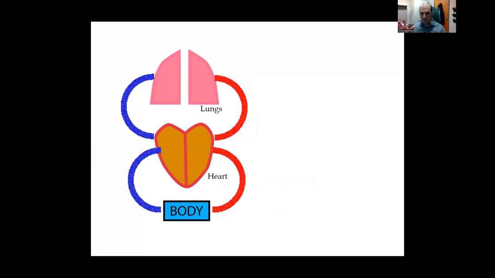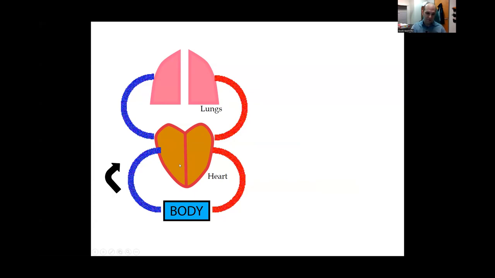So if we use my simple cartoon, we have the body where the blood is coming back into the heart and then moving to the lungs. So the veins of the body drain blood into the heart, and we have the right side of the heart here and the left side of the heart there.